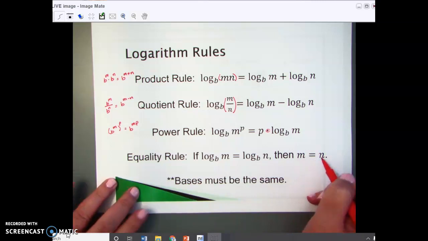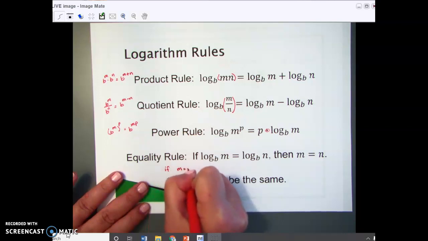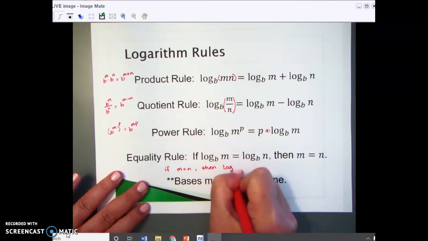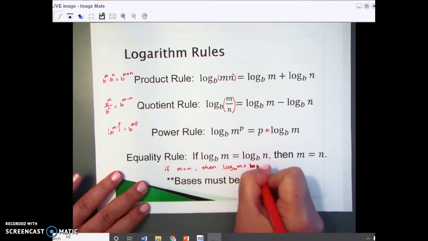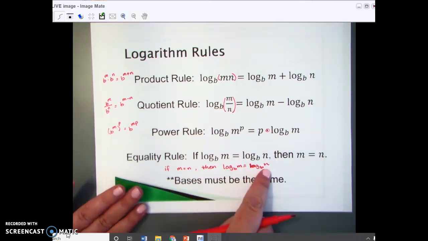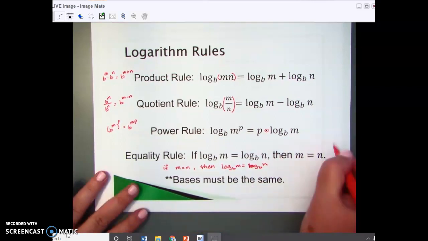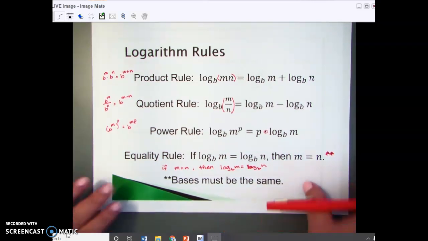And then more importantly, if I know that m is equal to n, then I also know that the log base b of m is equal to the log base b of n. So I can take the log of both sides and I still get the same value. So big hint here is that the bases have to be the same, otherwise it doesn't make any sense.